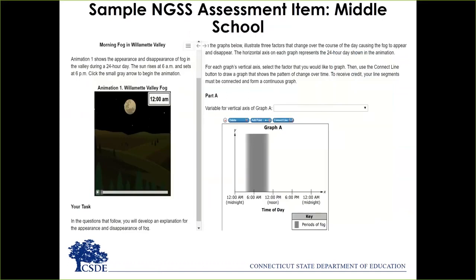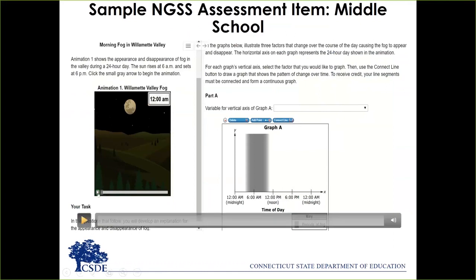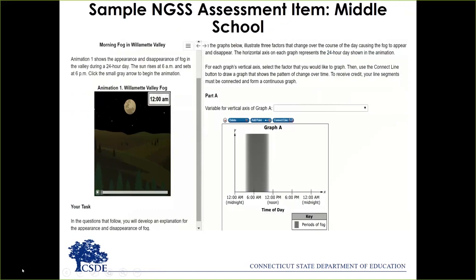This is an example of what you might expect to see in a typical middle school interim assessment item. Again, with the stimulus or phenomena and the assigned task on the left side of the screen and the items on the right. Many of the stimuli are simulations of phenomena found in the real world. Click on the yellow play button on the screen to show how fog forms in the Willamette Valley.